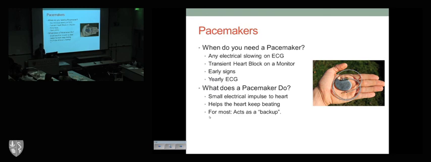So the treatment in those who do develop problems with the electrical system is really a pacemaker. We don't have any medications or any other types of therapies yet for this kind of problem. But really, what folks with the electrical problems need are pacemakers.